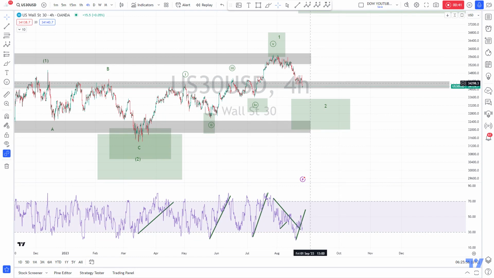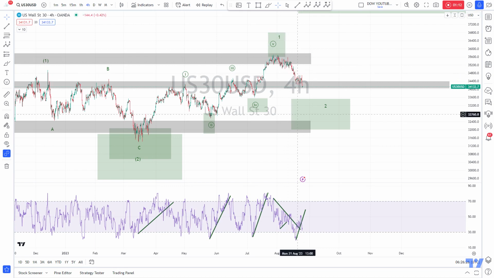So yesterday I had two scenarios on my chart. A scenario where we were doing a WXY, or a scenario where we were doing an ABC. I told you that actually both scenarios could play out, and it looks like now we have the ABC scenario. Then in the 4-hour, what we see is 1, 2, 3.